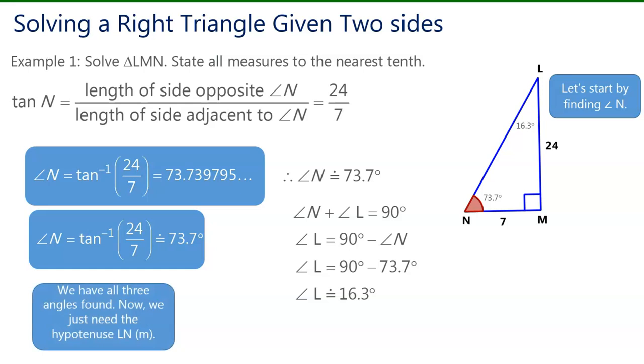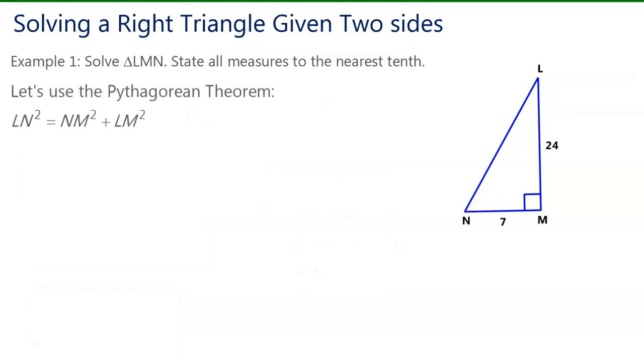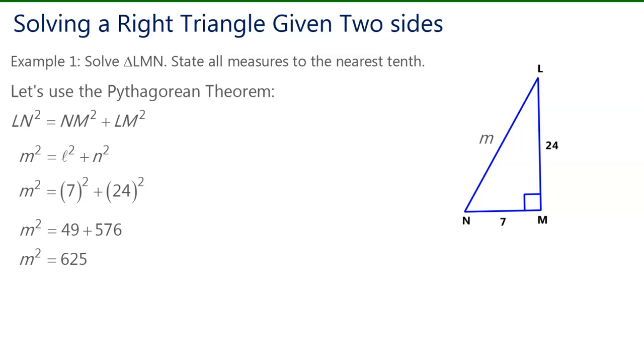Now we just need the hypotenuse LN, which is little m. To do that, let's use the Pythagorean theorem. LN squared equals NM squared plus LM squared. If LN is little m, then we can also write it as m squared equals l squared plus n squared. So we have m squared equals 7 squared plus 24 squared, m squared equals 49 plus 576, m squared equals 625. Taking the square root, m is the square root of 625, or 25.